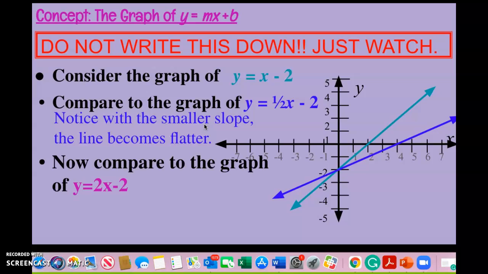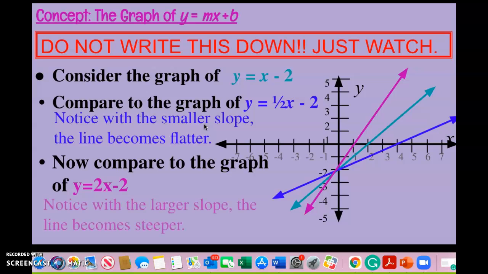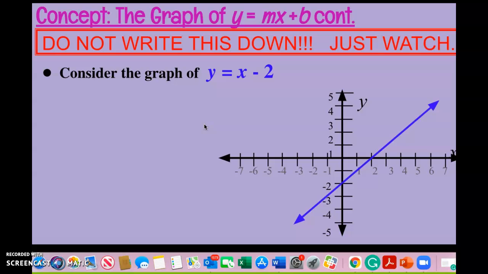Okay, now let's try increasing the slope. Now compare the graph of y = 2x - 2. Well, what do we notice? We notice that the larger the slope, the line becomes steeper. Okay, let's look at a few more.